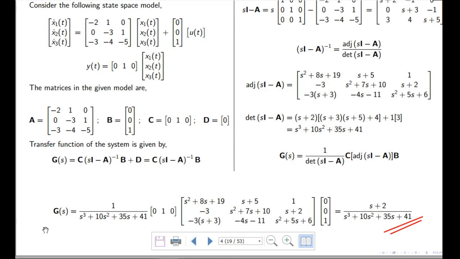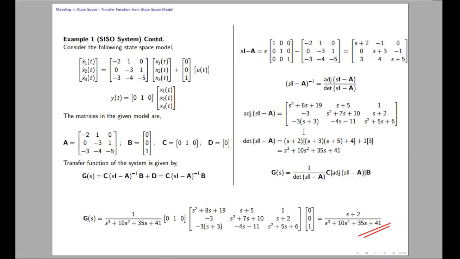So the transfer function for this state space model is nothing but S plus 2 divided by S cube plus 10S square plus 35S plus 41. Please note that the characteristic polynomial is nothing but the determinant of SI minus A, which was explained in the previous lecture. So that is how we find the transfer function of an SISO system.